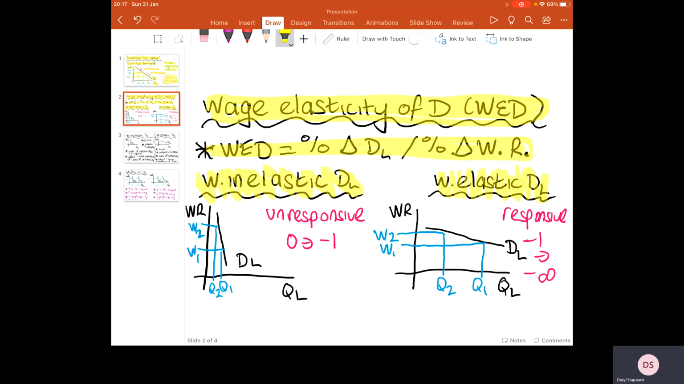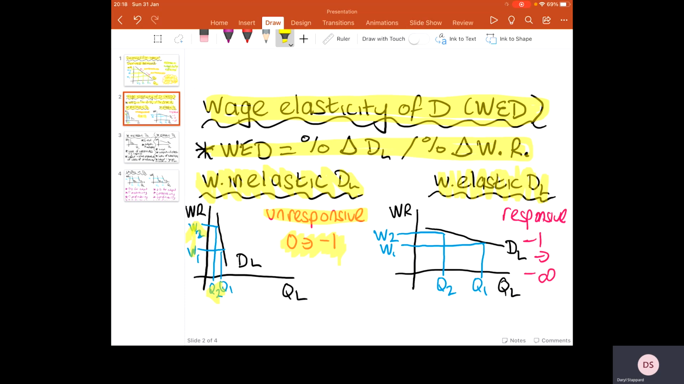So I've drawn on the left-hand side of the page, first of all, a wage inelastic demand for labour curve. What you can see here is that we have an unresponsive change in demand. From the formula, this would be values between 0 and -1. Now, look at the diagram. If we were to increase wage rates from W1 to W2, we're only going to get a small contraction in the demand for labour. So a significant growth in wage rates would lead to a very small contraction in the demand for labour.